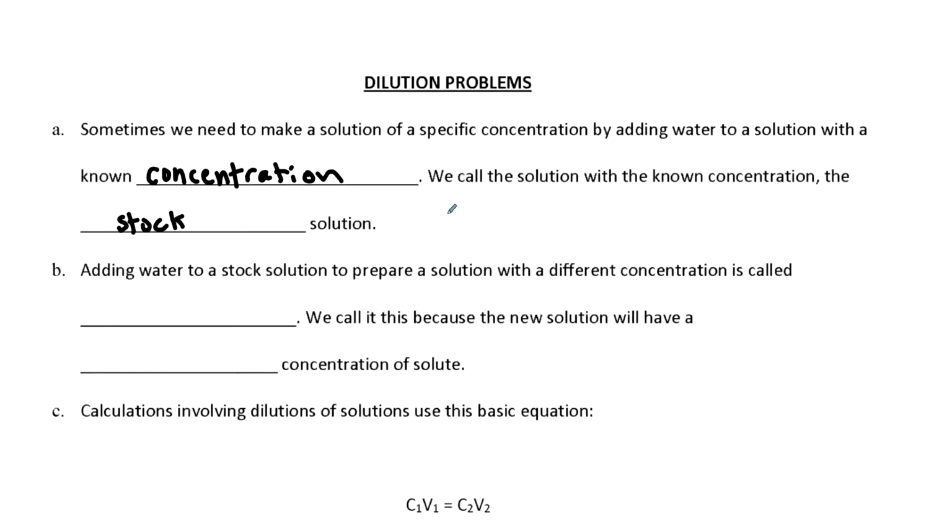What you can do to make something less concentrated is add water, and when you add water, you dilute the solution. You make it less concentrated. You've probably heard the word dilute before, and you probably have some sense of what that word means. So adding water to a stock solution to prepare a solution with a different concentration is called dilution. We call it this because the new solution will have a lower concentration, or a more dilute concentration, of solute.